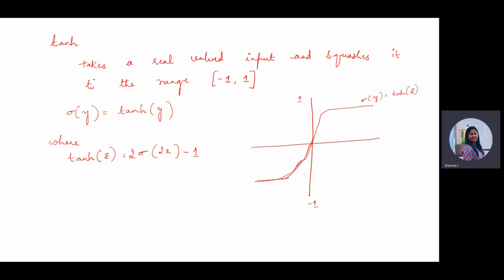Tanh takes a real valued input and squashes it to the range -1 to +1. The function used is sigma of y equals tanh of y, which is represented as 2 times sigma of 2x minus 1.